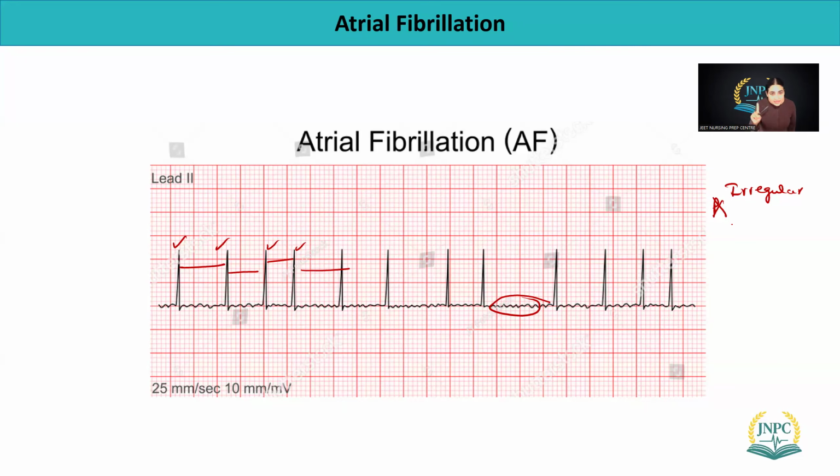Okay, first of all, this is an irregular rhythm. Second thing, we cannot locate a P wave. Instead of a P wave, it's just quivering, shivering. So what is happening? Imagine the atria have to contract and push the blood down into the ventricles. But now the atria are not doing their part. The atria are just shivering, shivering, shivering.